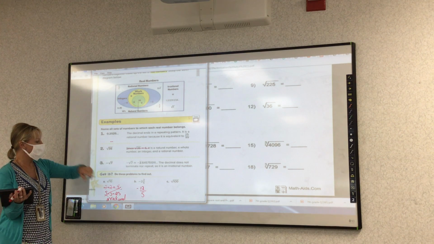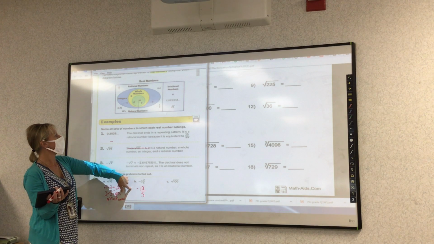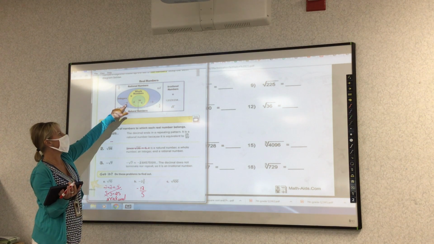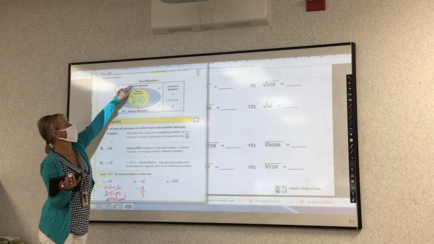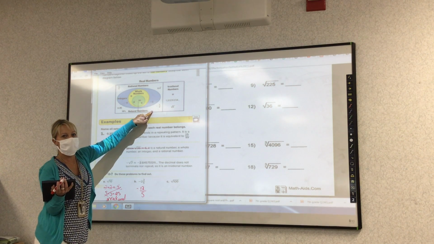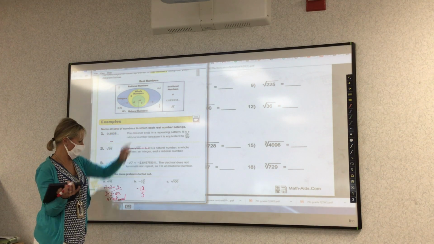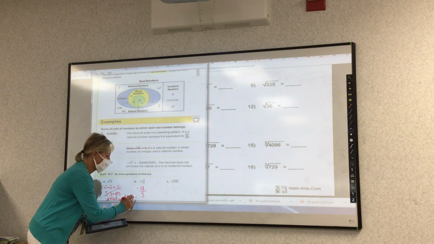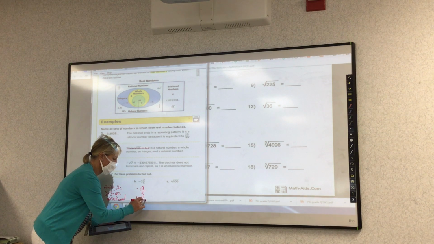So it's a negative number though, and it's not a whole number. So it's just out here. So it is a rational number. So under B, you're gonna write rational.